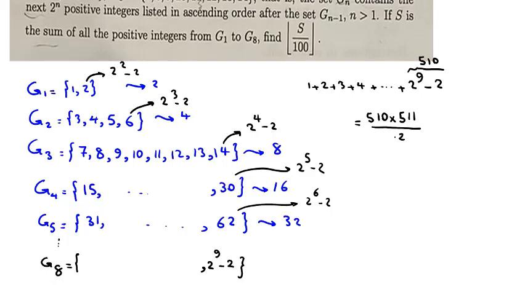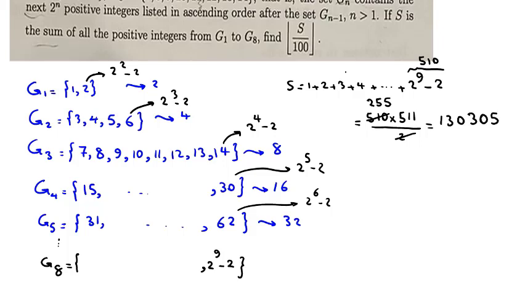You can divide both numerator and denominator by 2. It will be 260. 255, let me correct it. 255. And now if we multiply, it is S. It will be 130,305 if we calculate.